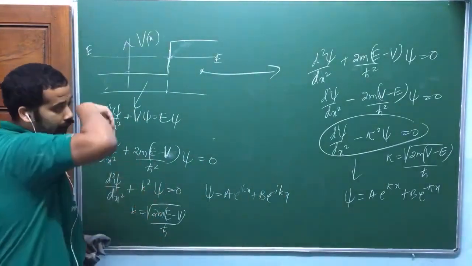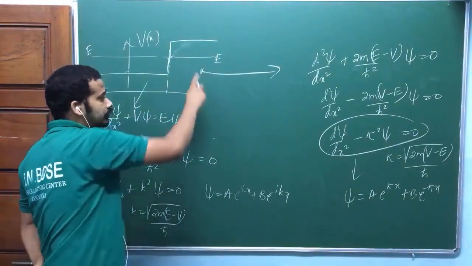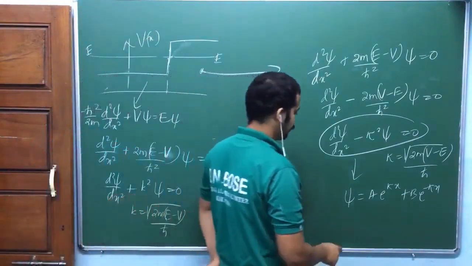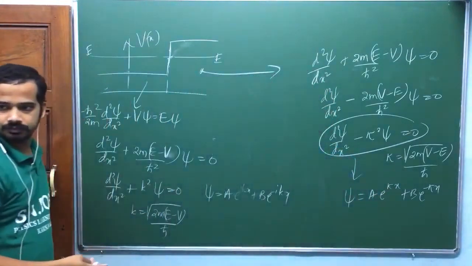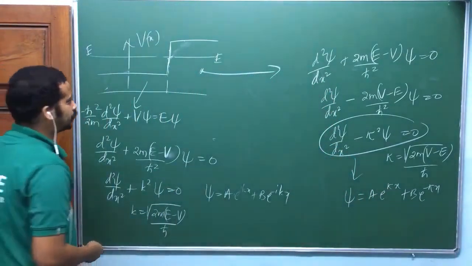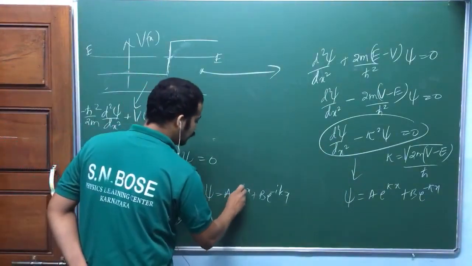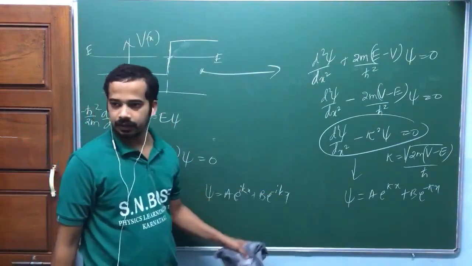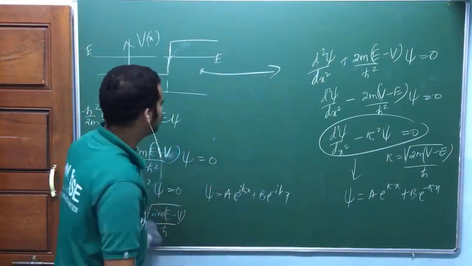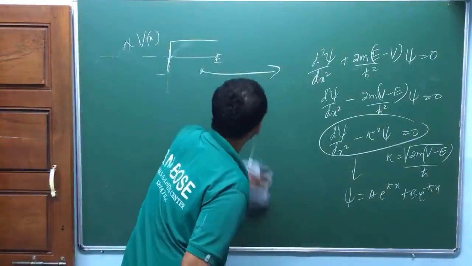So can I say like this? In the case of the classically forbidden region, your solution is exponential. Can I say like this? And in the case of the classically allowed region, your solution is sinusoidal. Because when you split that one, it will be sin kx and cos kx, isn't it? Just observe this fact so that the next discussion will be quite easy.